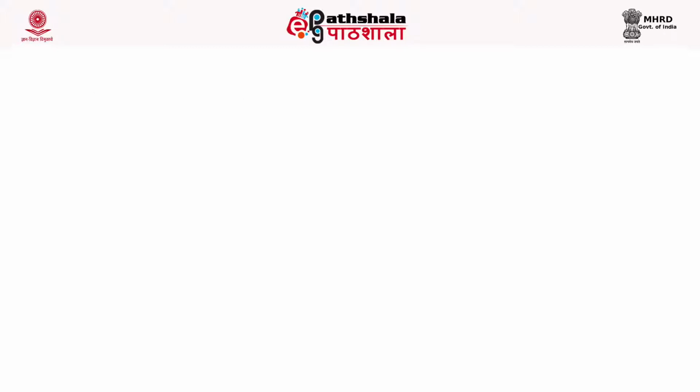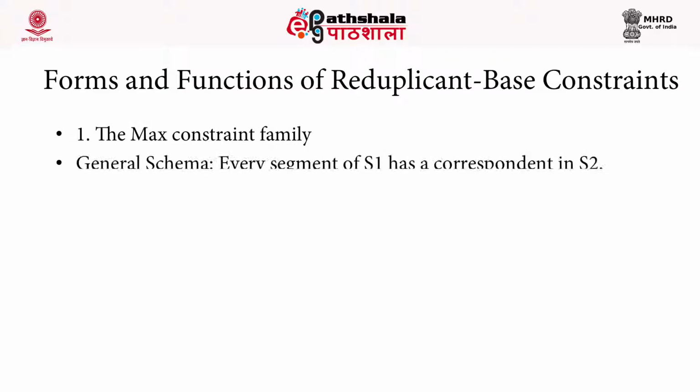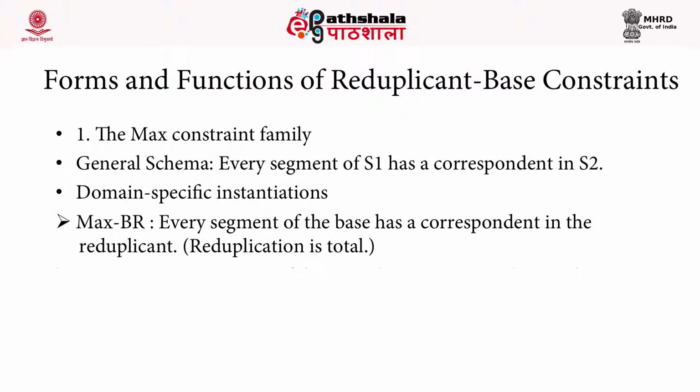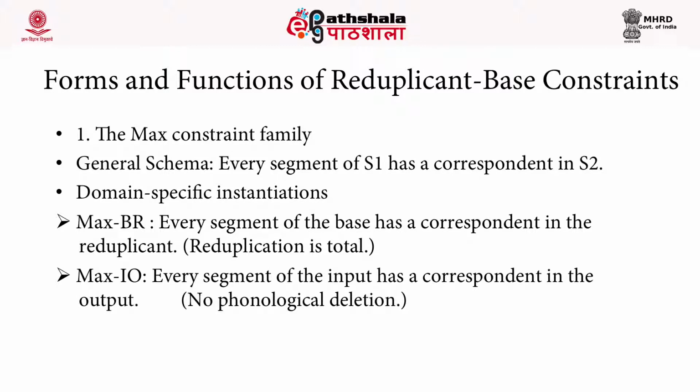Now let us talk about the constraints, the reduplicant and base constraints, and their forms and functions. The first one, the faithfulness constraint, as we all know, is the MAX constraint family. Since we are talking about the input-output as well as the identity between the base and the reduplicant, we'll have two constraints here: one, MAX-BR, and second, MAX-IO.